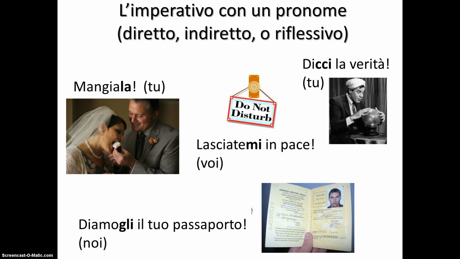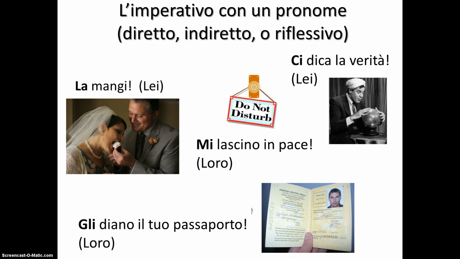Notice that in each of these examples, the pronoun is tacked right on the end of the verb that has been conjugated in the command form. This pattern of tacking the pronoun on the end of the verb works with voi, noi, and tu commands.